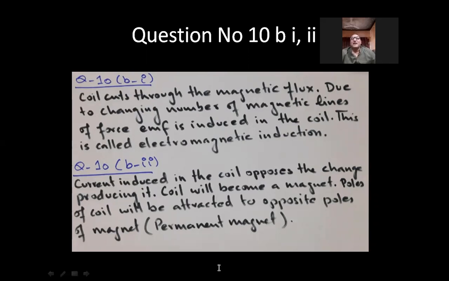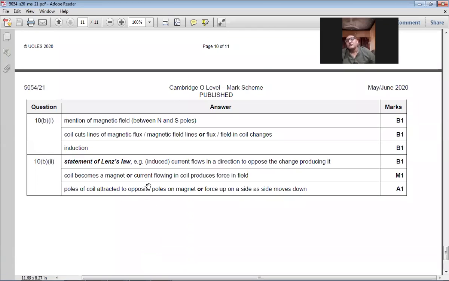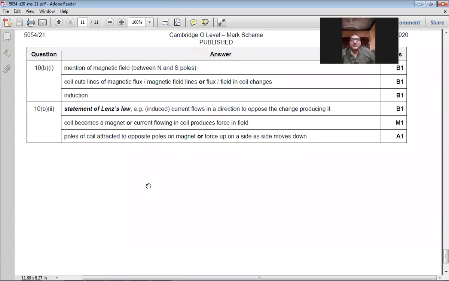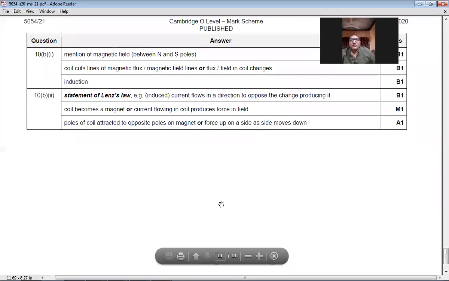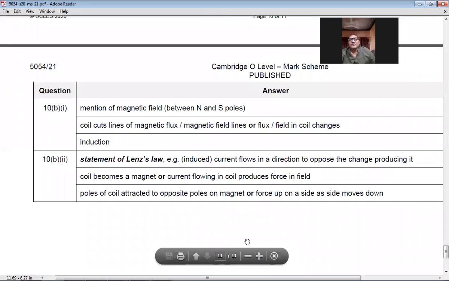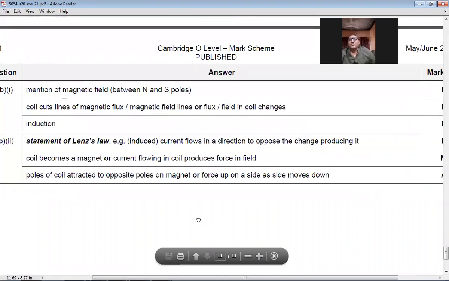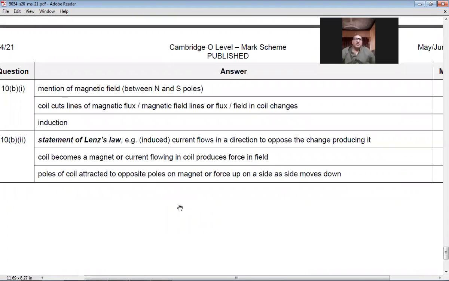So let's check the marking scheme and then we are done with this paper. See on your screen. This is showing on your screen. And if I increase the size, it is the most difficult answer to write. So this is how we write. Statement of Lenz's law: the induced current, the current which is produced in the coil, flows in a direction to oppose the change producing it.